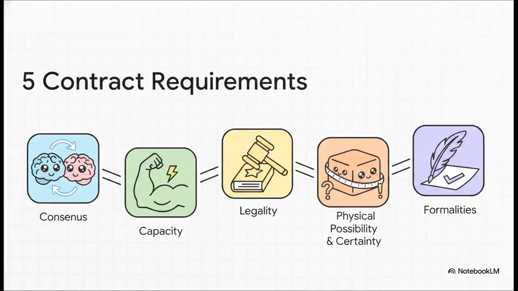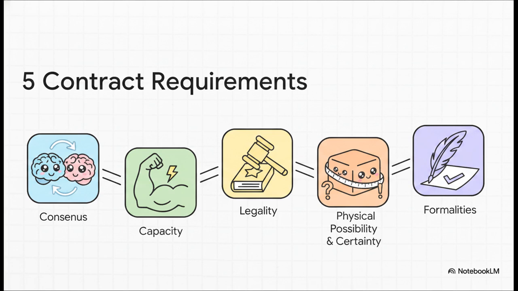Section 2, Anatomy of a Contract, Building the Beast. So, how do we actually build a valid contract? The source material gives us a super strict 5-part checklist. You need to mentally file these away right now. Number 1, consensus. The minds of the parties must meet. Number 2, contractual capacity. You have to have the actual legal capability to form intent. Number 3, legality. The contract cannot go against public policy.